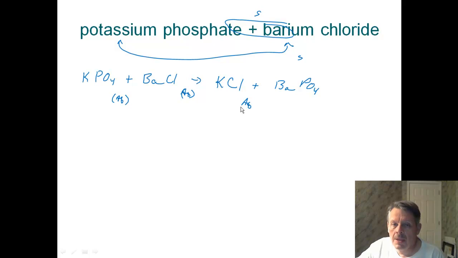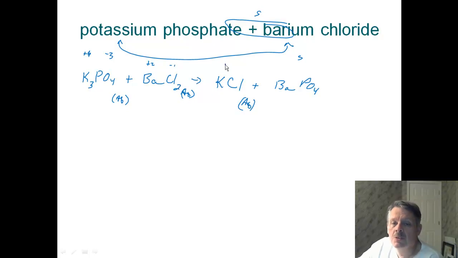All right. And now the next thing I have to do is balance my charges. Well, potassium has a +1 and phosphate has a -3. So we crisscross them, so it's K3PO4. And barium has a +2 and chlorine has a -1, so we crisscross them and we get BaCl2.